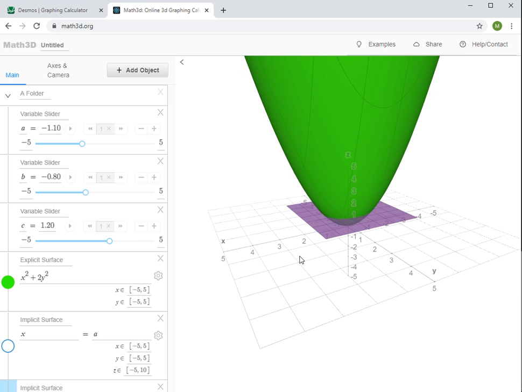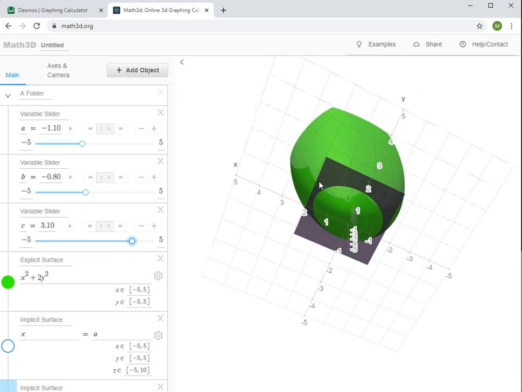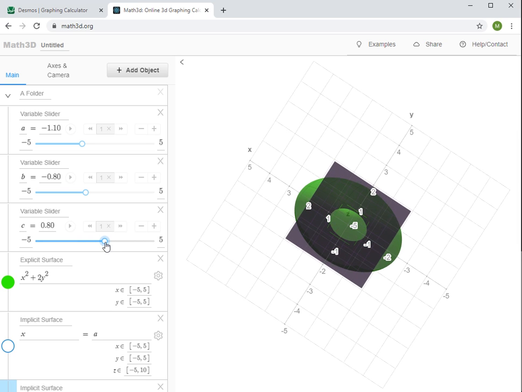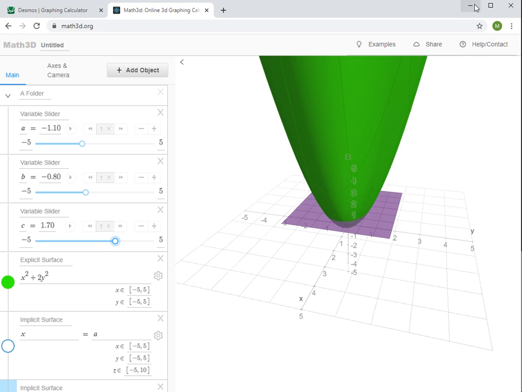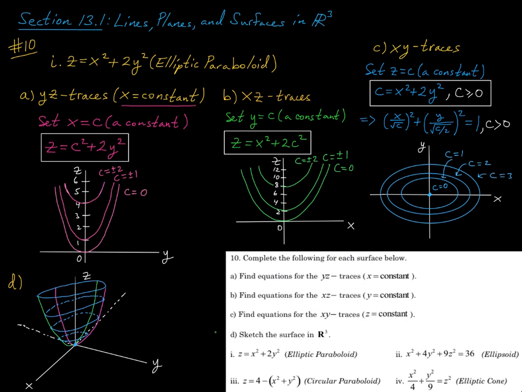And then for the xy traces, this is where we set z equal to a constant, and so that's giving us the intersection of our surface with a bunch of planes parallel to the xy plane. And there's that family of ellipses, and notice these ellipses, there's the x-axis right here, they open wider along the x-axis. The semi-major axis is along the x-axis, whereas the semi-minor axis is along the y-axis. Okay, so you put all of those together and you get this elliptic paraboloid.